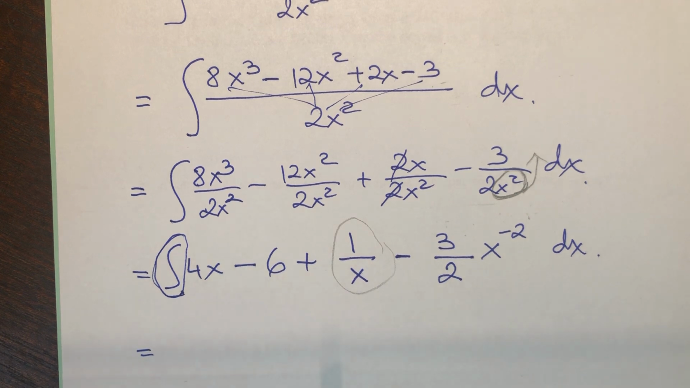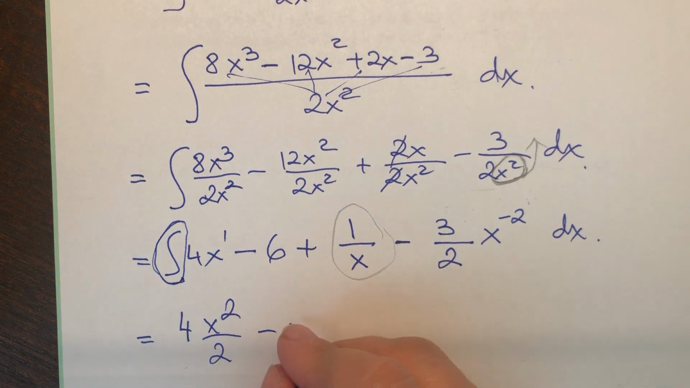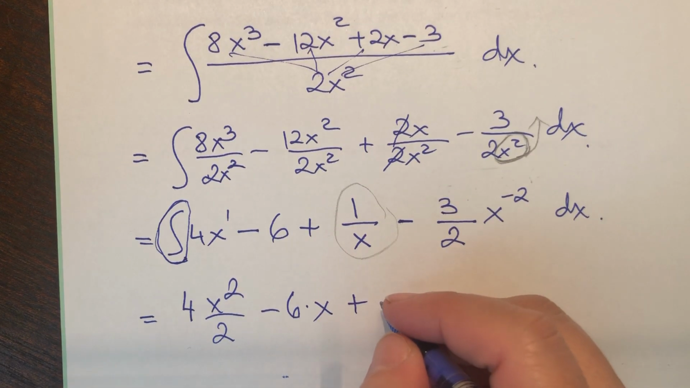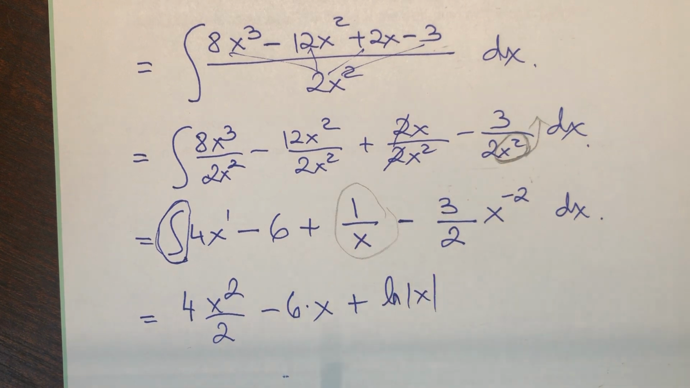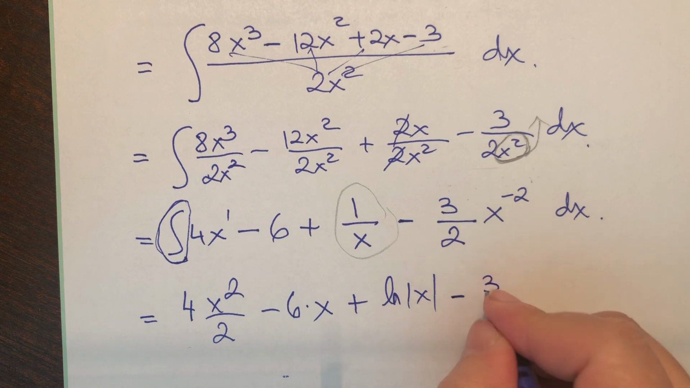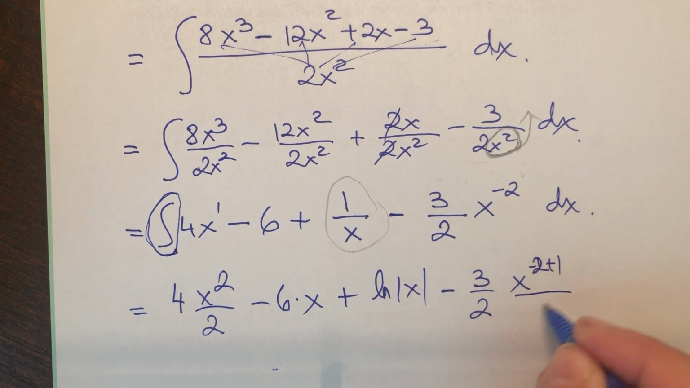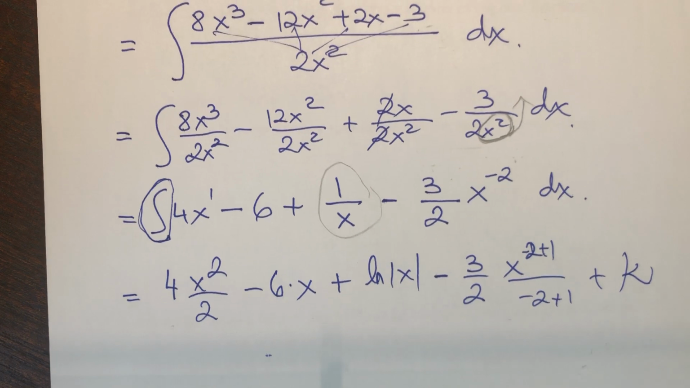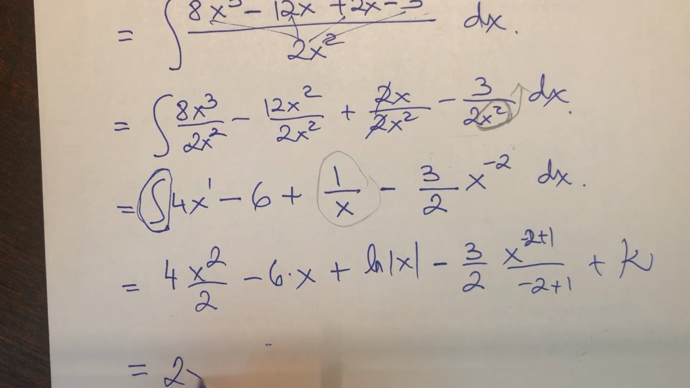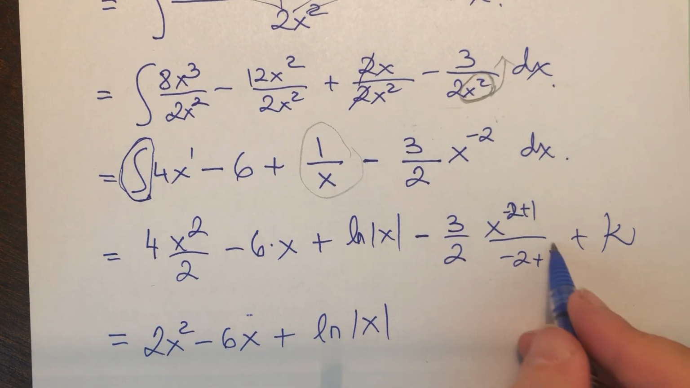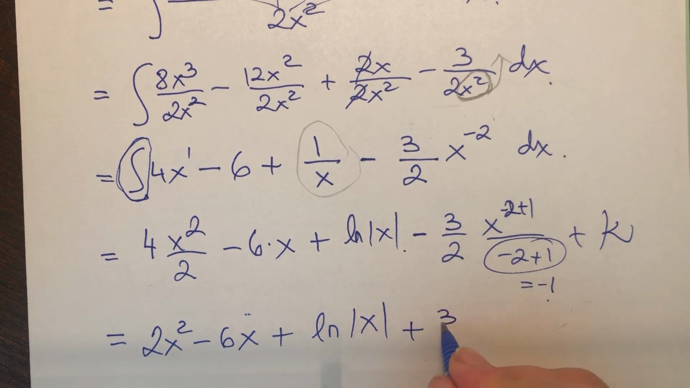Okay, so what's the antiderivative of 4x? It's 4x to the 2 over 2, minus the antiderivative of 6, which is 6 times x, plus the antiderivative of 1 over x, which is ln of x, absolute value, minus 3/2 x to the -2 plus 1, which is -1, by the way, but I'll write it out for you. Okay, so that's 2x squared minus 6x plus ln of the absolute value of x. Ooh, that's a -1 times this other negative, which makes it a positive 3/2 x to the -1.